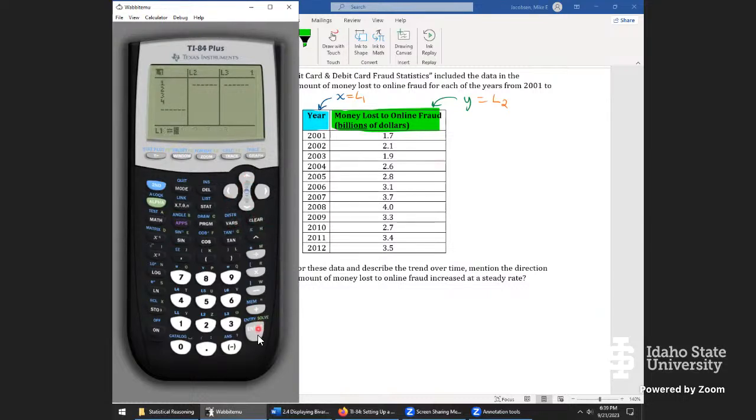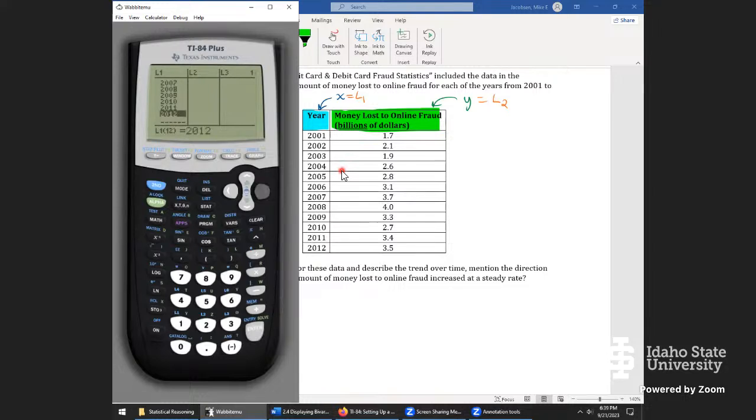Up arrow, clear and enter on L1. And now we're throwing in all the data. Column one's not too bad. We'll just go in order, 2001, 2002, and that will cause a problem. Let's make that 2003, 2004, finally 2012.